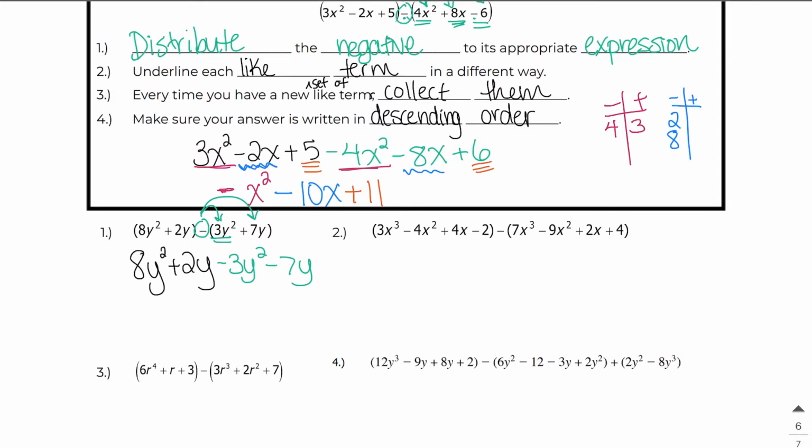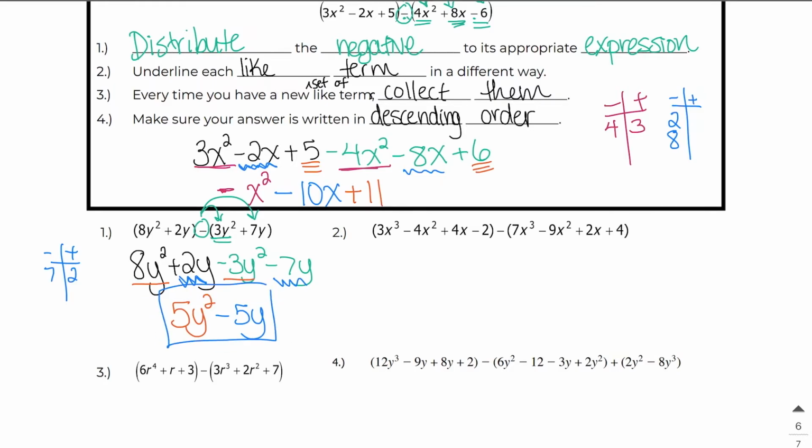Let's collect our like terms. So we've got 8y squared is like negative 3y squared. So 8 minus 3 is 5. So I've got 5y squared. And then here I've got 2y and negative 7y. So team positive won the 2 points here, team negative won the 7 points, so team negative won by 5 points, so this is negative 5y.